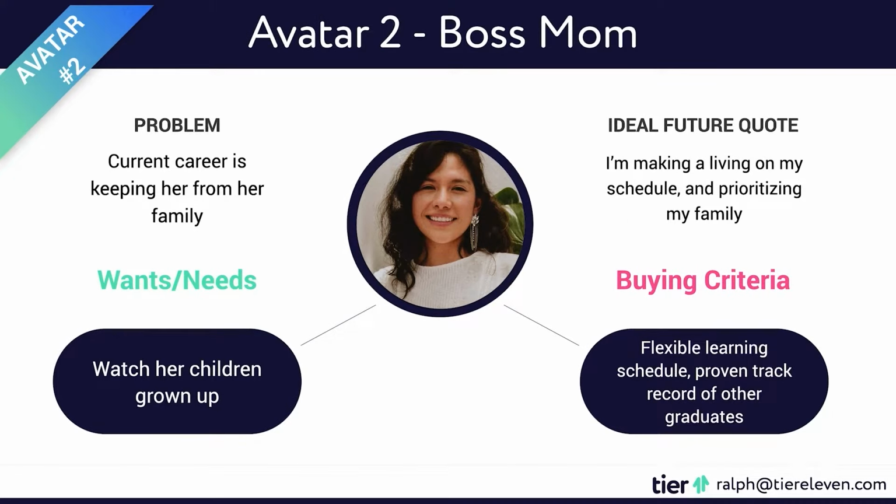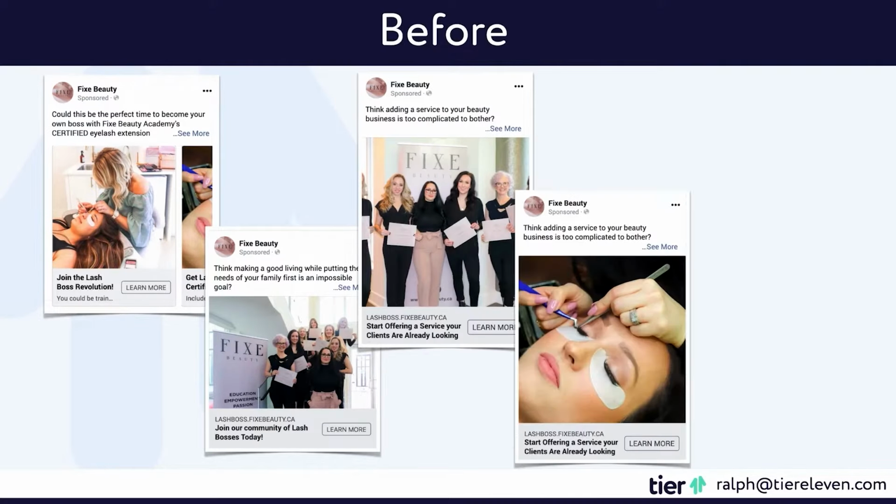The next thing we did is we realized that there are moms that are potential users of this product. This is avatar number 2 here. This is Boss Mom. Her problem was her current career is keeping her from her family. She wants to watch her children grow up, and she's making a living scheduling and prioritizing her family. Her buying criteria is she needs a flexible learning schedule and a proven track record of other graduates. So that was avatar number 2. We thought of about 3 or 4 others, but these are the 2 that really started to resonate with their audience. So we created new ads for them.